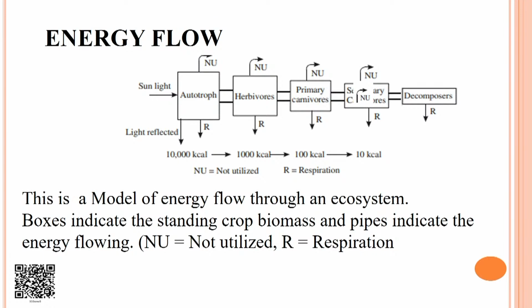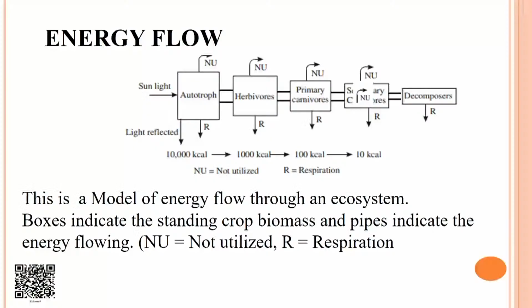Quantity of energy flowing through the successive trophic levels decreases when we see the figure. In the next slide, the trophic level decreases as shown by the reduced size of boxes in the figure. So you can see first box is bigger, then slightly smaller, next is slightly smaller, then lastly is very small. So this is a model of energy flow through an ecosystem.